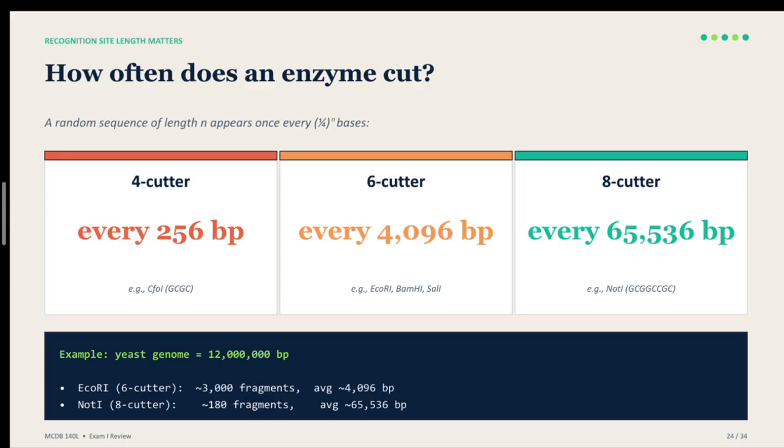That means that a 4-cutter would give you 47,000 fragments, which is just way too many, right? Versus a 6-cutter would give you 3,000 fragments, and an 8-cutter would give you 180, which is more manageable. And this is also why multiple cloning sites use longer recognition sites, because you want exactly 1 cut per plasmid for each enzyme.